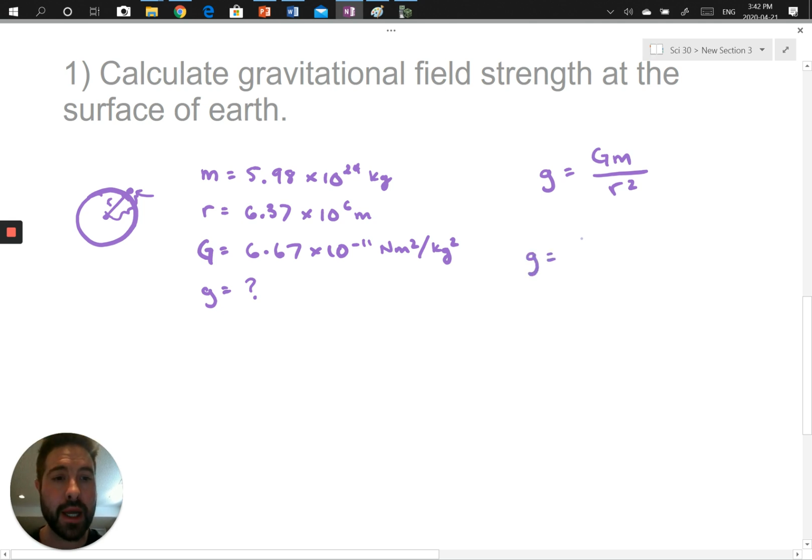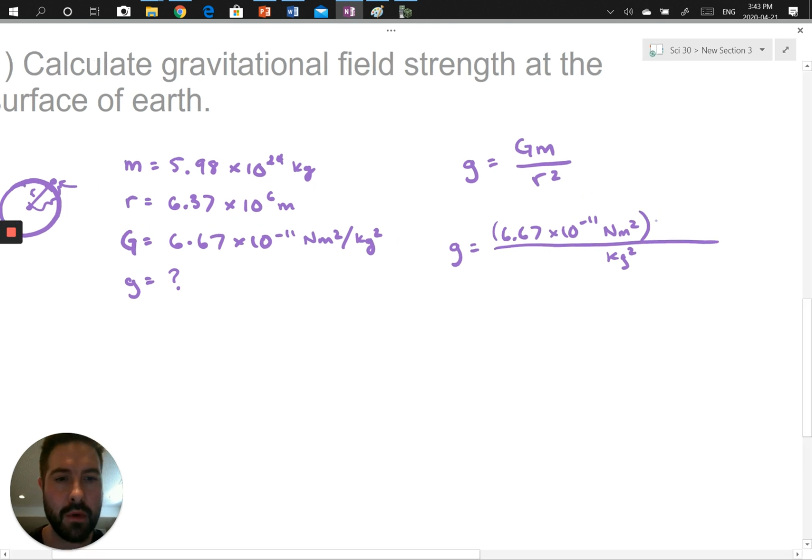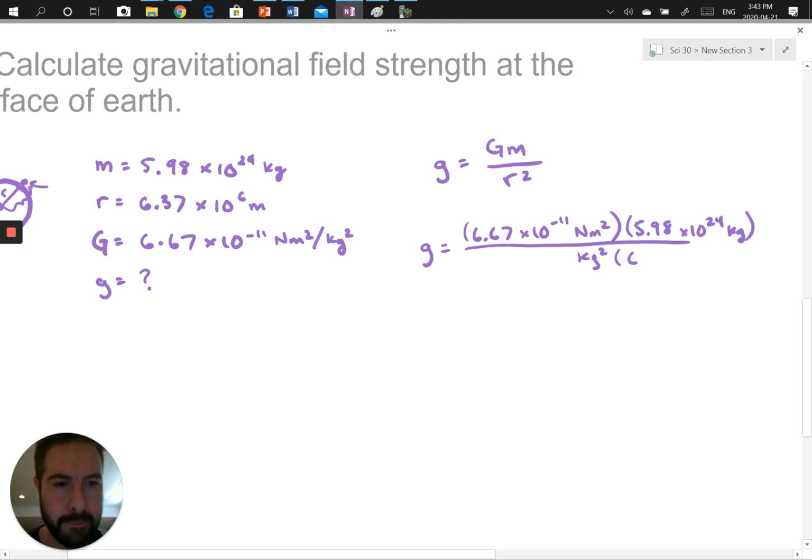So I have 6.67 times 10 to the negative 11 newton meters squared per kilogram squared. And then I have M, which is 5.98 times 10 to the 24 kilograms. And then on the bottom of this formula, I'm going to have R squared. So that's 6.37 times 10 to the 6 meters.